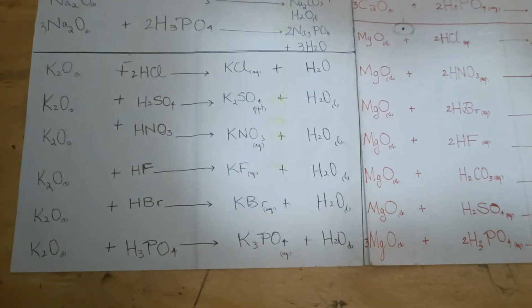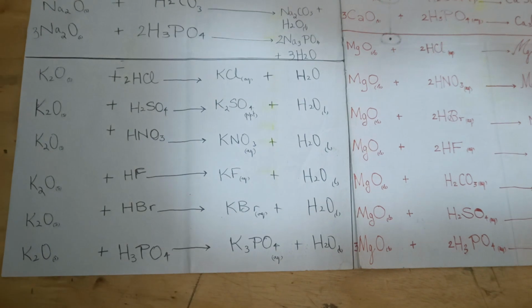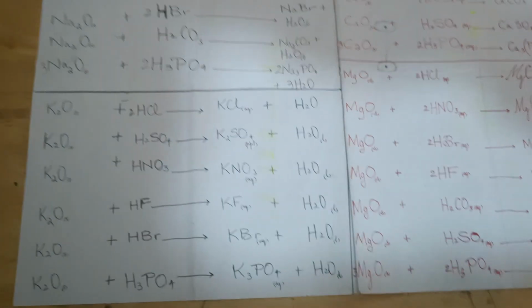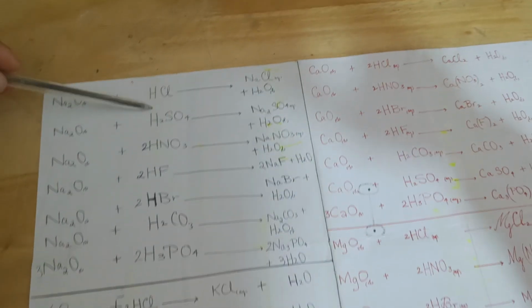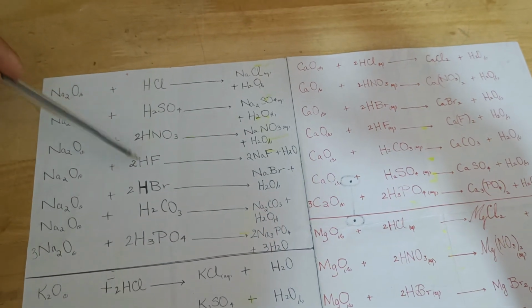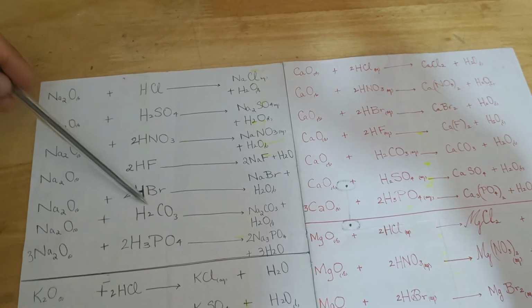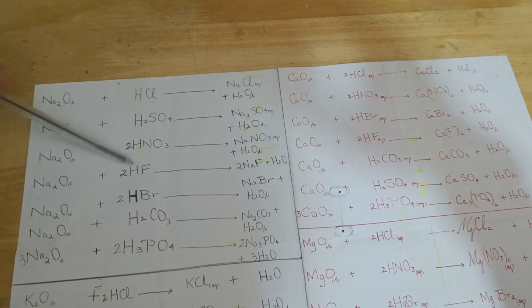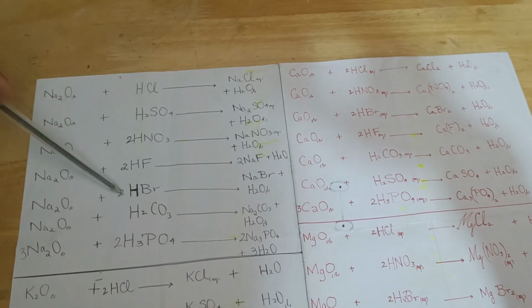Here we have sodium going with the top three mineral acids. So the top three mineral acids are hydrochloric acid, sulfuric acid, nitric acid, and then you have these exceptionally strong halo acids, halogen acids, hydrofluoric and hydrobromic acid.